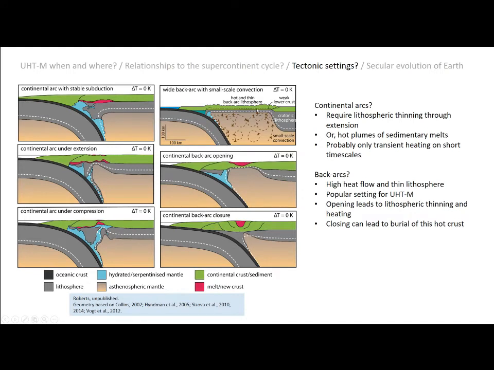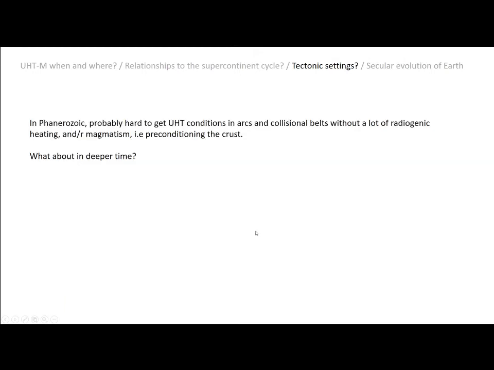Back arcs, on the other hand, which we see on the right, are a popular setting for UHT metamorphism. This has largely been due to the paradigm of Roy Hyndman and his colleagues, who demonstrated that modern back arcs are very wide regions with hot crust, high fluid flow, and thin lithosphere. They link that to small-scale convection in the mantle and thinning of the back arc lithosphere. We know that opening the back arcs can get the lower crust quite hot, and when you close these, you can bury this hot crust.